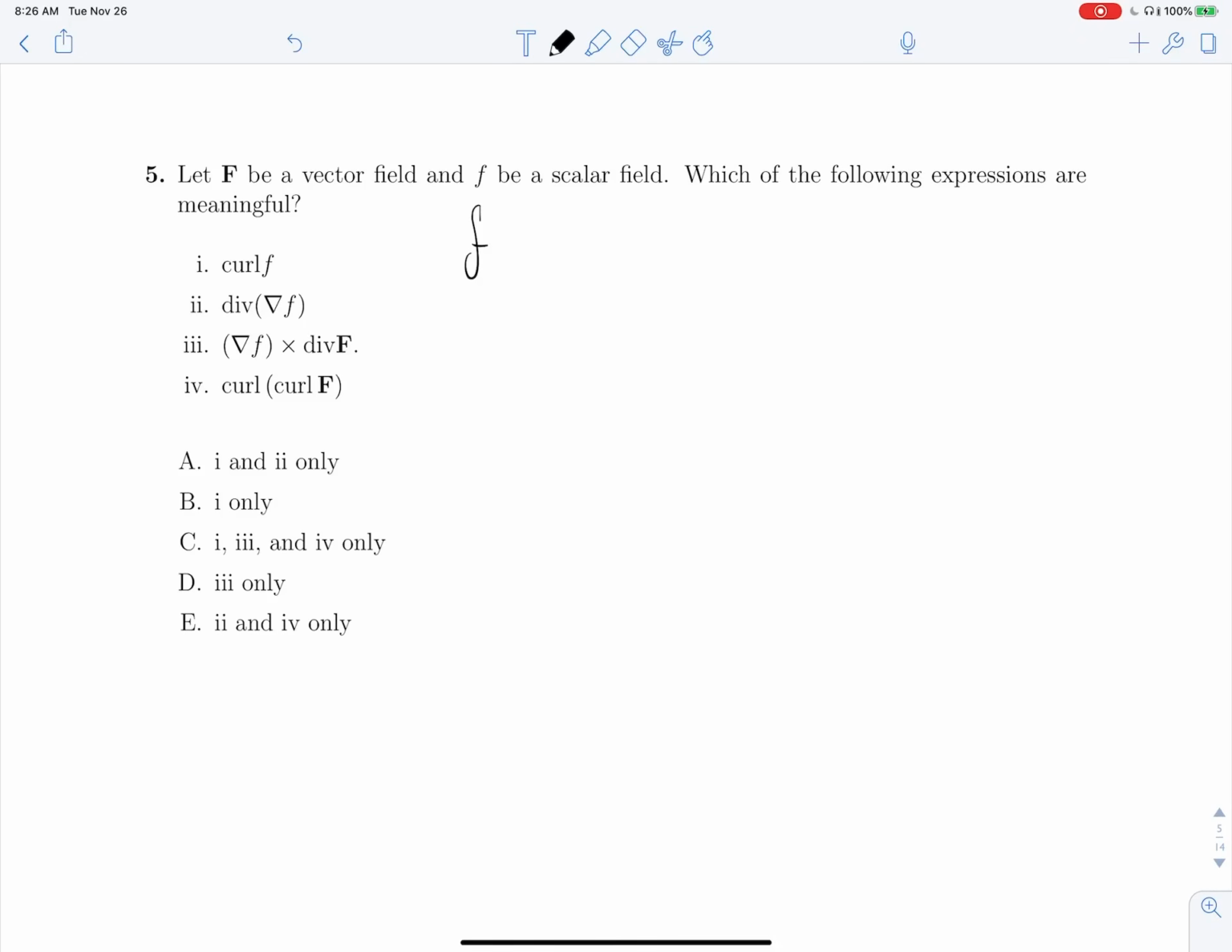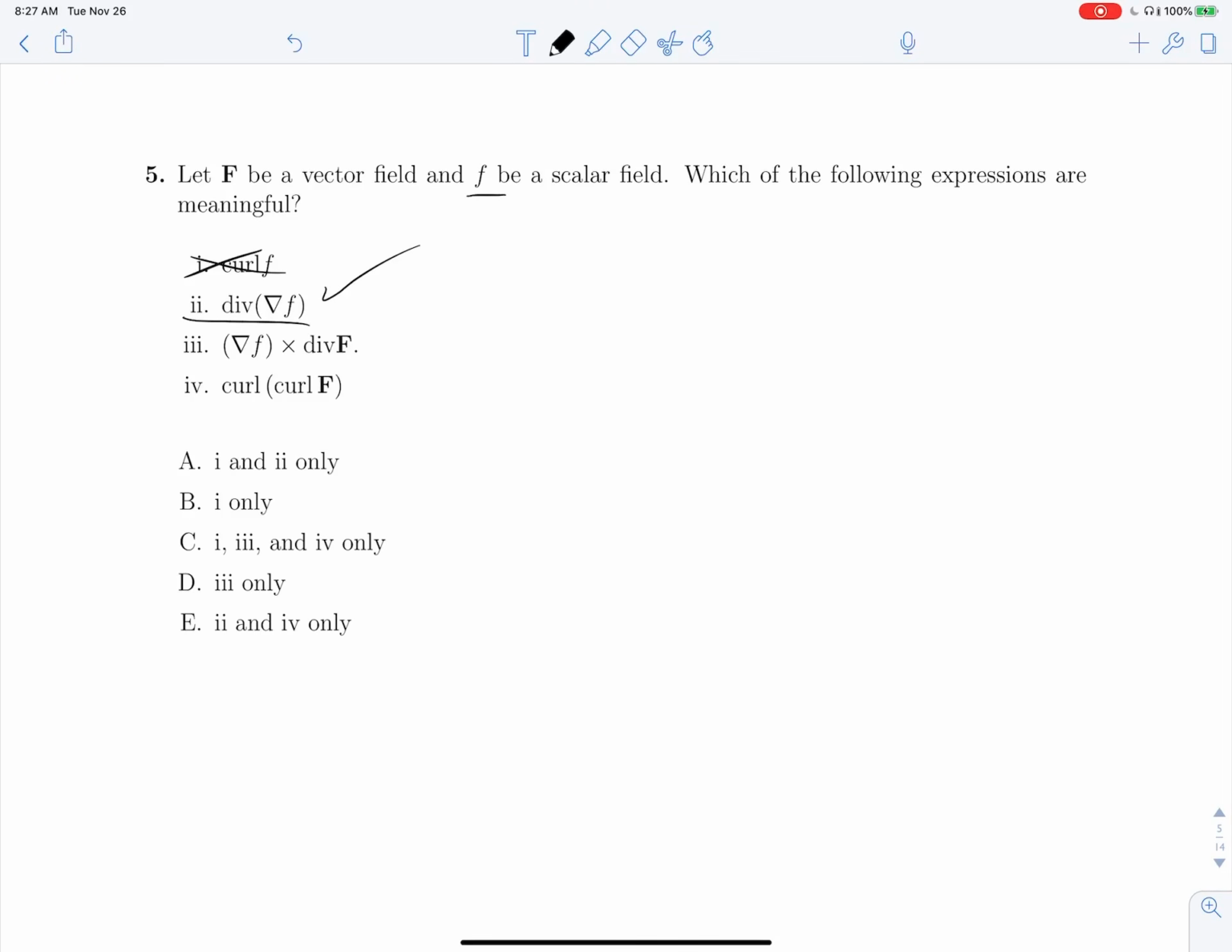Okay, let F be a vector field and curly F be a scalar field. Which of the following expressions are meaningful? So we know that we can only take the curl of a vector field. So 1 does not work. We know that the gradient of a scalar field is a vector field, and we know that we can take the divergence of a vector field, so 2 is good.